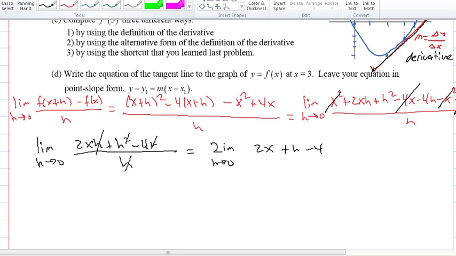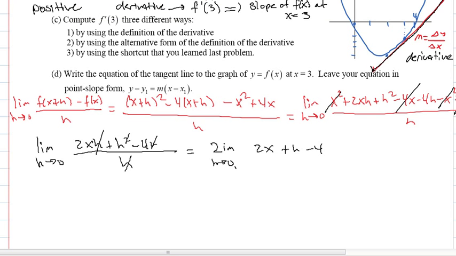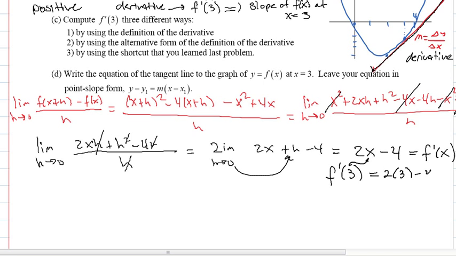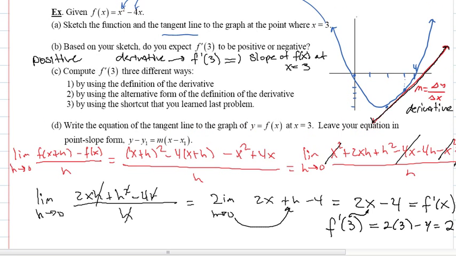Now we can apply the limit safely, and this is our derivative, f prime of x. But we want to find f prime of 3, so I simply plug in 3 right here. 2 times 3 is 6, minus 4 gives me a 2. So this tangent line that I drew on this parabola is supposed to have a rise over run, a slope, of 2.